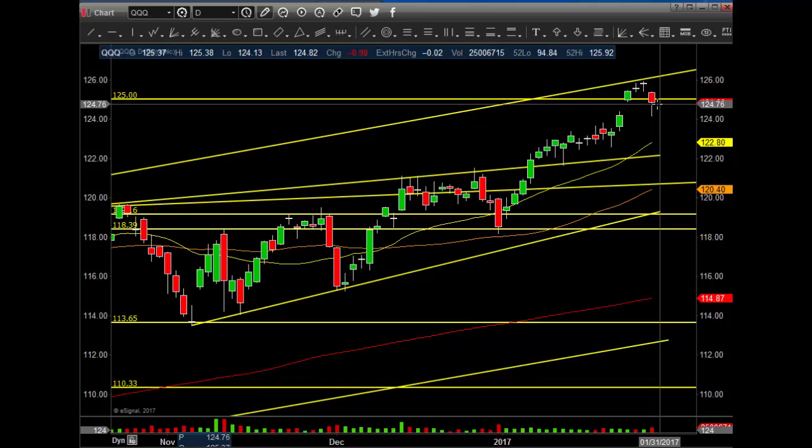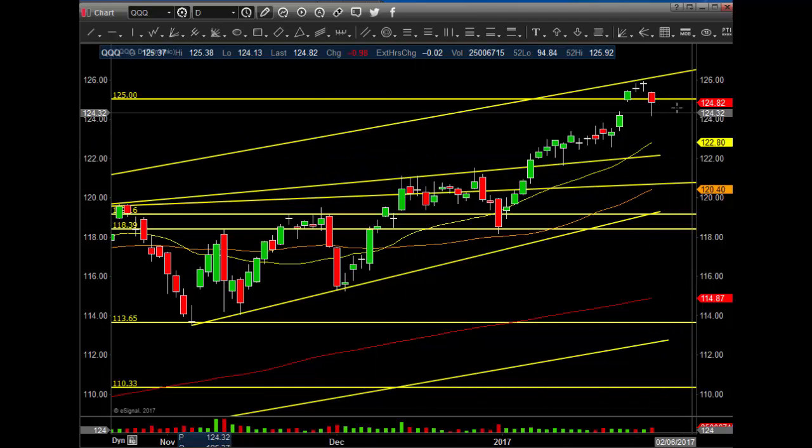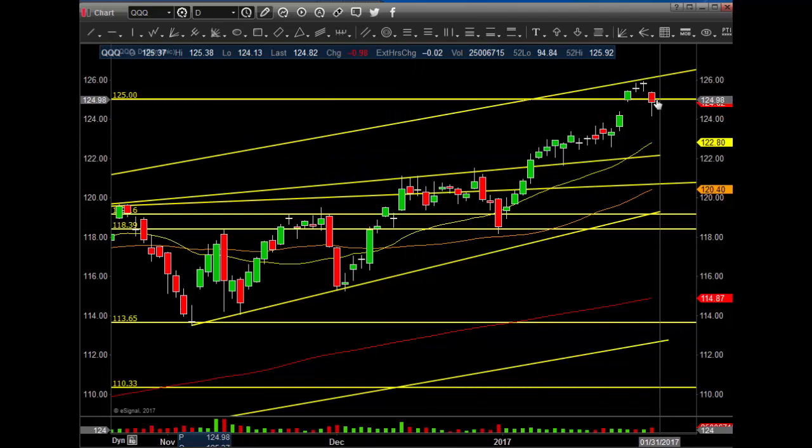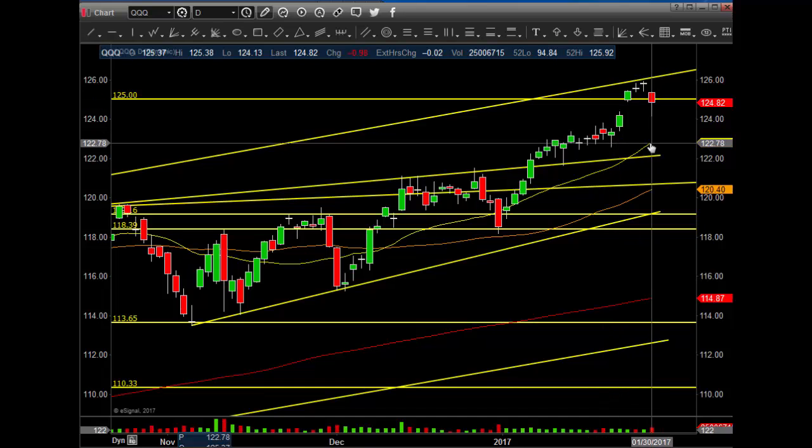Let's see how we set up tomorrow. Do we gap down again and start going lower? If you're long, you need to get above this trend line. If you want to go short, you need to attack this 20 MA, then start just coming down here.